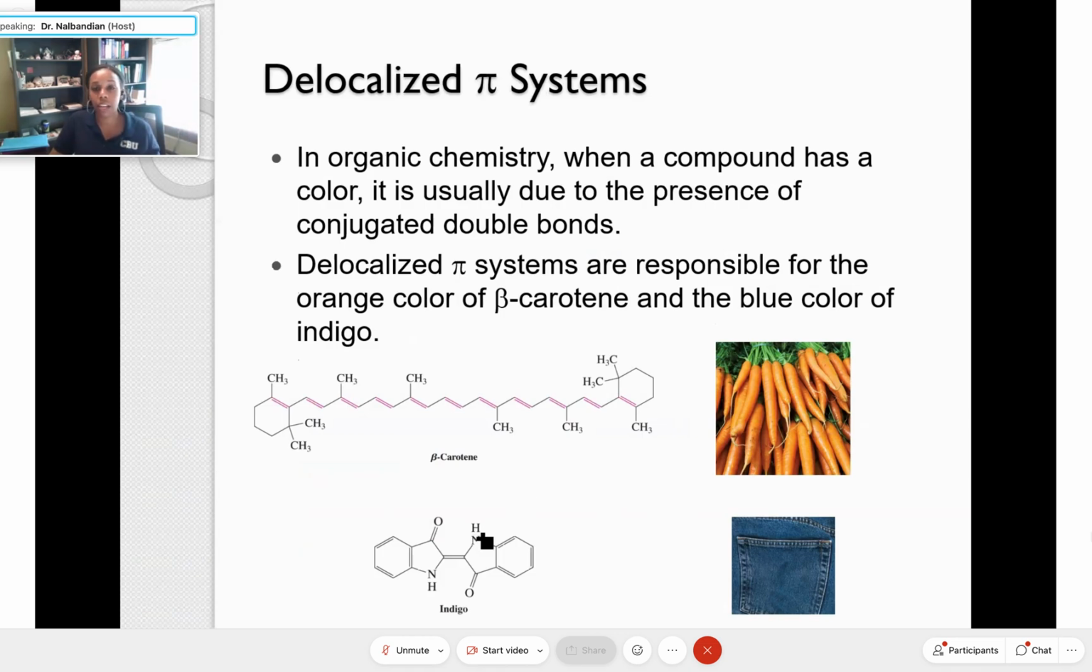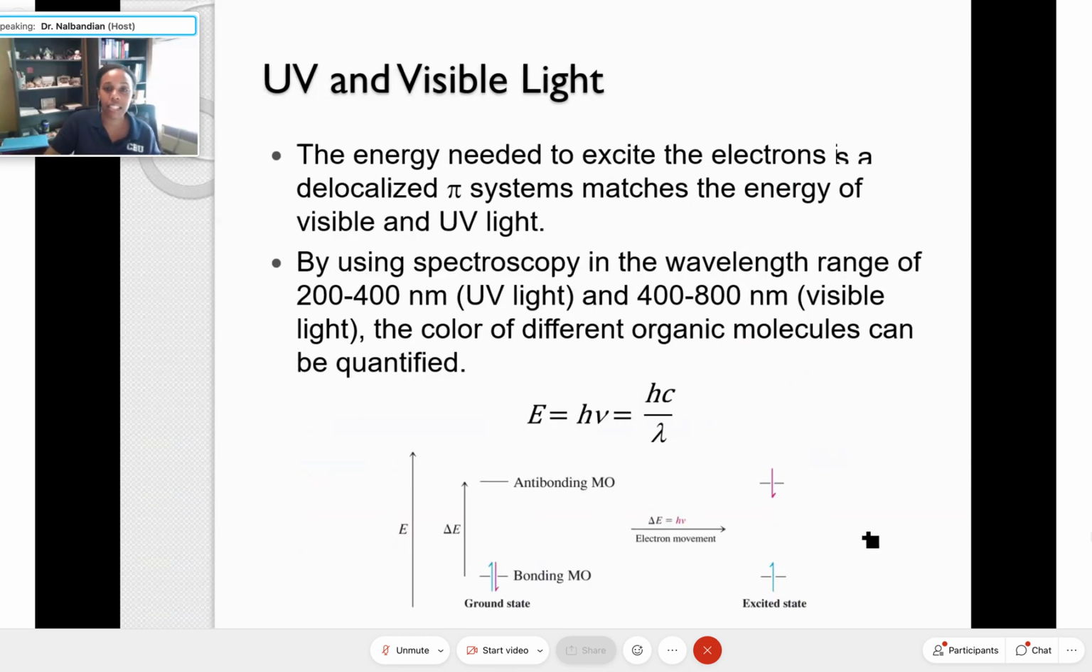So that's based on what we're talking about here. When a compound has color, it's usually because it has these conjugated double bonds. Beta carotene has all these conjugated double bonds, and that's how we see this orange color. Indigo, for blue jeans, has this extended pi system. The nitrogen has lone pairs that are also involved in this extended pi system. We have all these pi electrons that can be delocalized, and that gives us the blue color of indigo that will dye blue jeans. So these organic compounds have extended conjugated pi systems that give them their color.